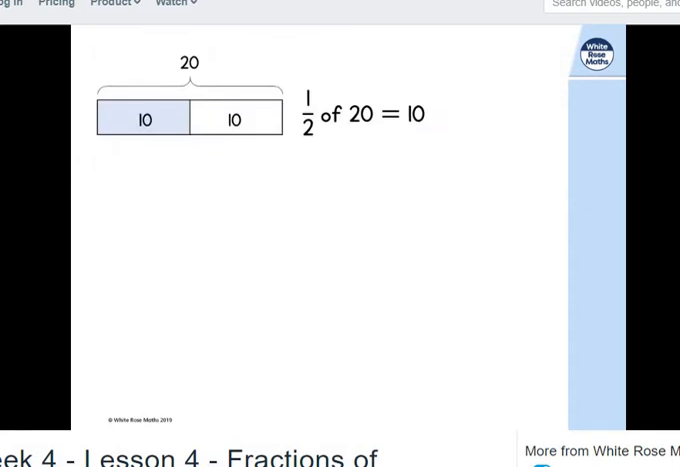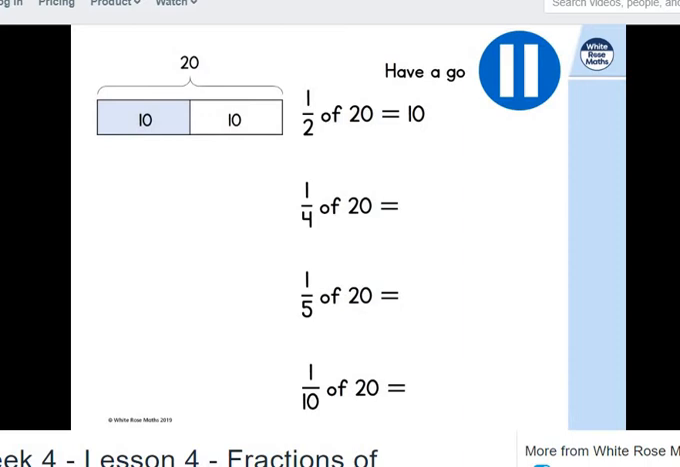What about using a bar model then? So we can see we've got 20 split into 2 parts. And half of 20 is 10. 2 parts because half is into 2 parts. But what about these? Pause the video, have a think for yourself first.